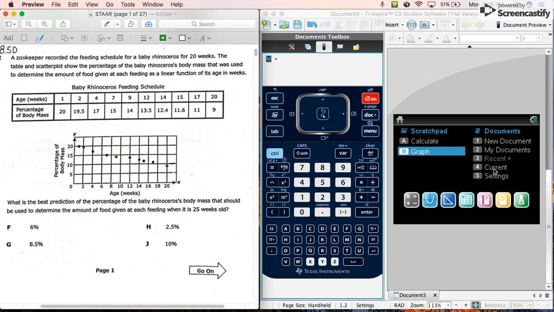It says, a zookeeper recorded the feeding schedule for a baby rhinoceros for 20 weeks. The table and scatter plot show the percentage of the baby rhinoceros body mass that was used to determine the amount of food given at each feeding as a linear function of its age in weeks. What is the best prediction of the percentage of the baby rhinoceros body mass that should be used to determine the amount of food given at each feeding when it is 25 weeks old?